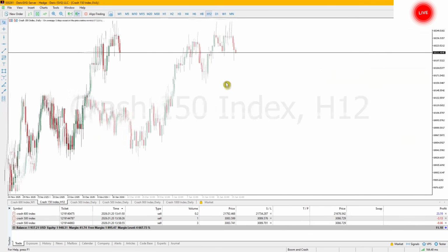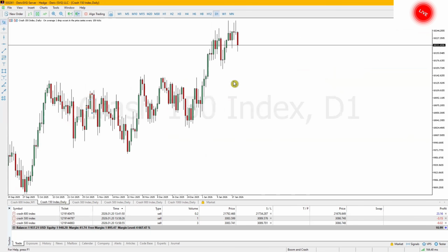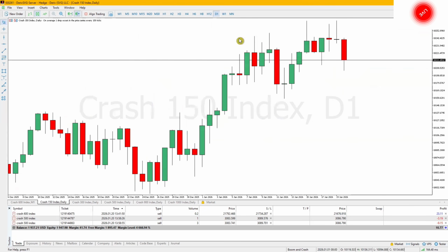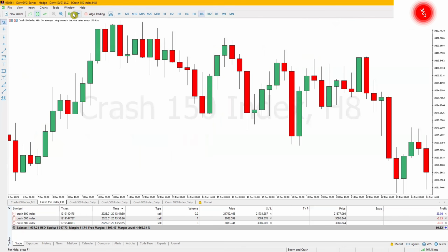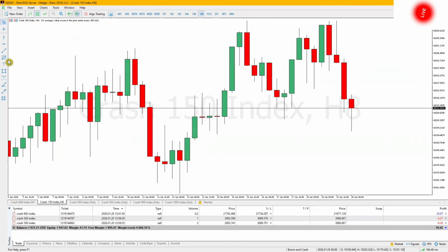Okay, moving forward to this one. You can see this one right here. It's up there, but the daily is already red, meaning it has already crashed throughout the day. I can still highlight this particular portion as an area of interest.